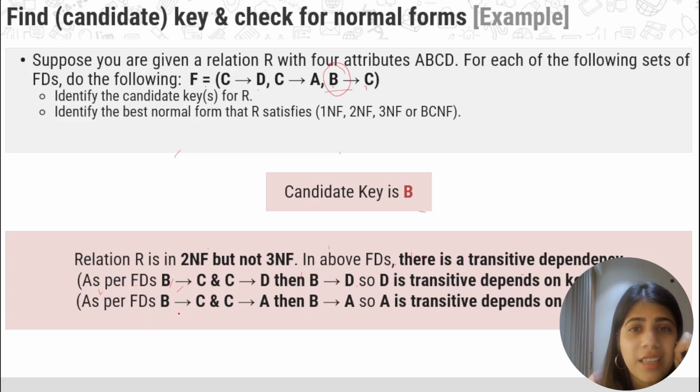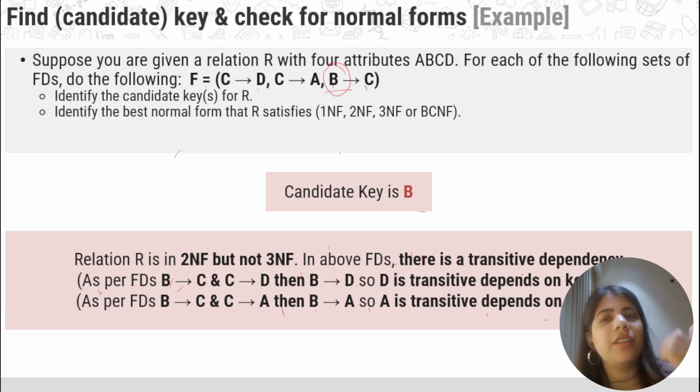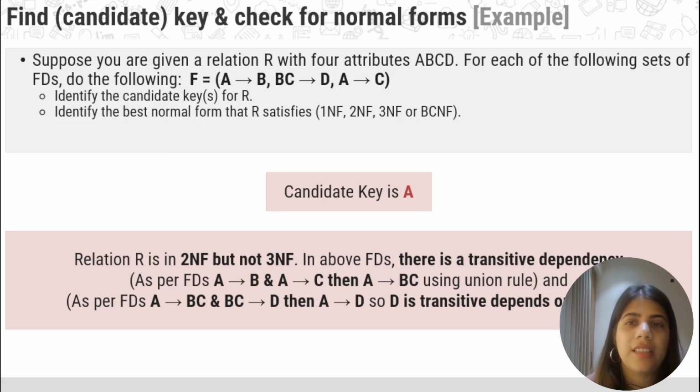As per functional dependency, B can determine C and C can also determine A. So then we can also say that B can determine A, again using the transitive rule. So A is transitively dependent on the key B. Let's see the next one.